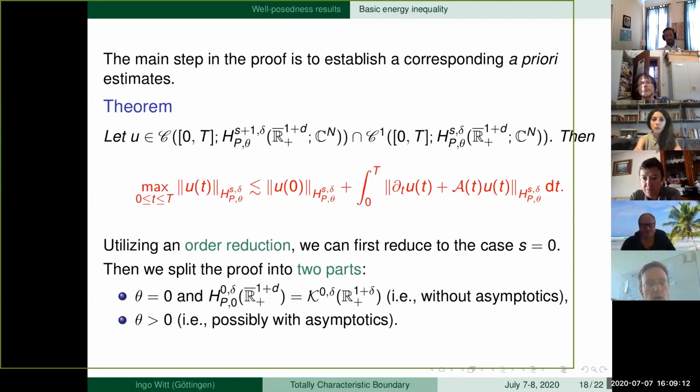What we need to do is establish an a priori estimate, assuming a bit more regularity so that everything in this estimate makes sense, and we want to show this inequality, the red one shown here. As a matter of fact, we can assume that S is 0, since there are order reductions in the calculus, and then we proceed in 2 steps. We first treat the case without asymptotics, so the asymptotic order is 0, and then our spaces are just the K-not-delta spaces, our basic Hilbert space, and then we allow asymptotics.